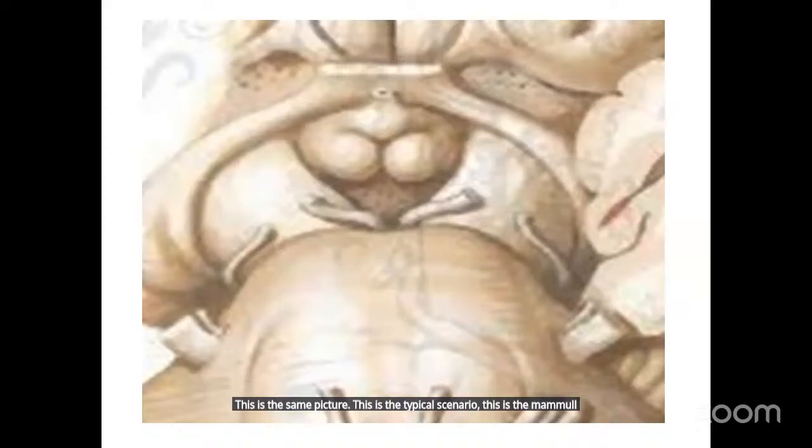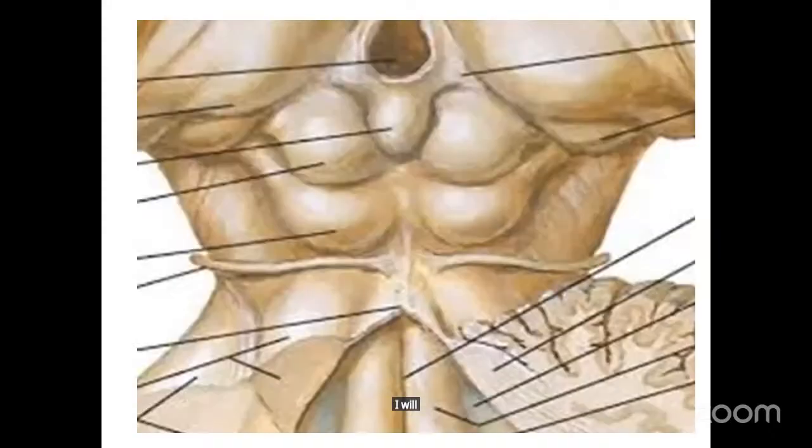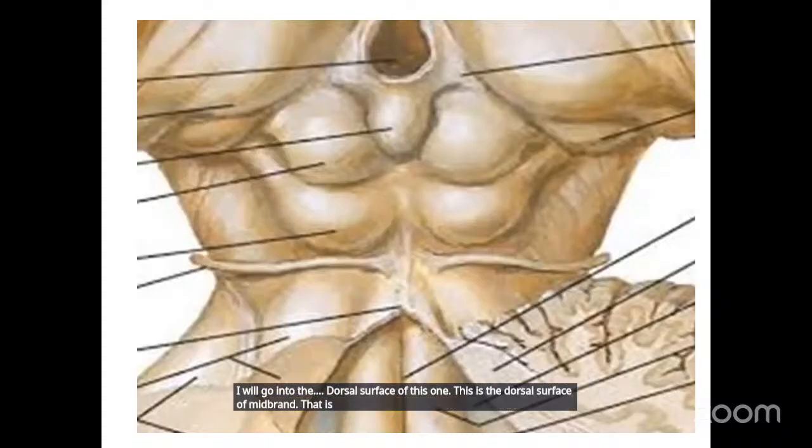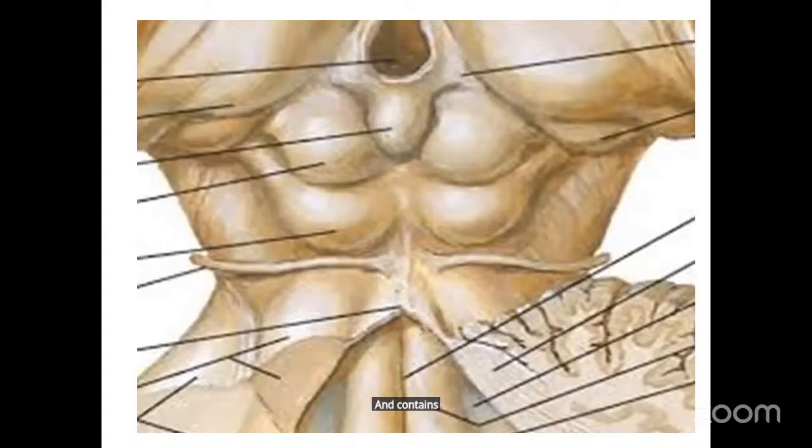This is the same picture. This is the tuber cinereum. These are the mammillary bodies. I will go into the dorsal surface of this one. This is the dorsal surface of the midbrain. That is very important and contains very important structures.